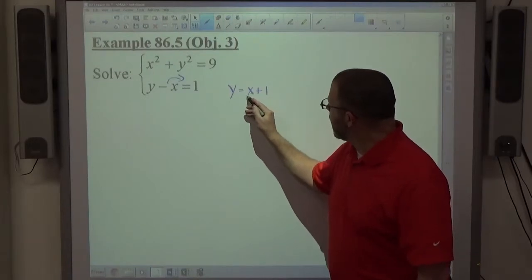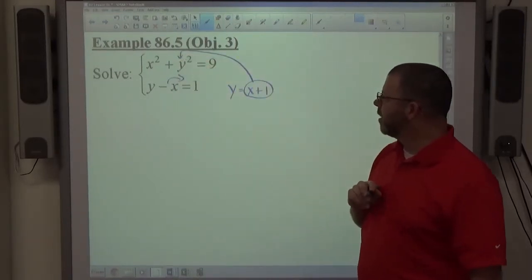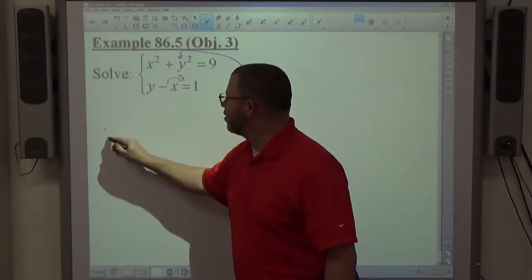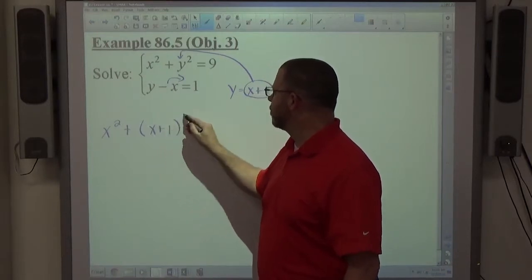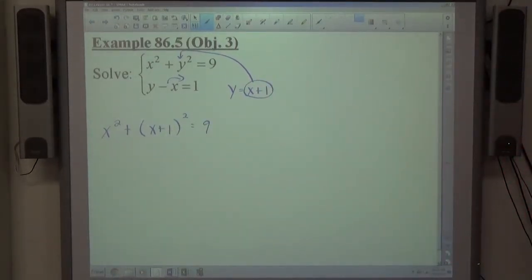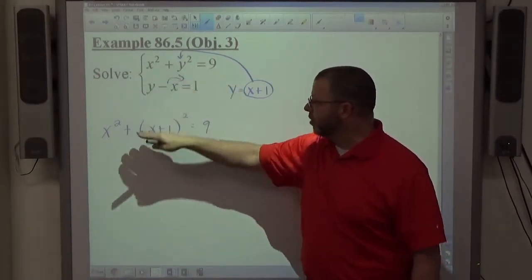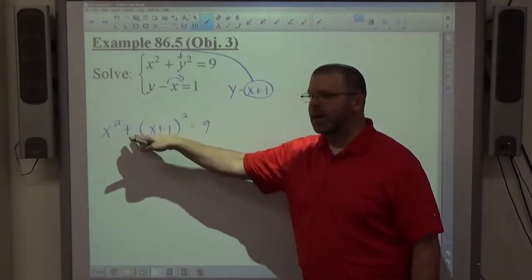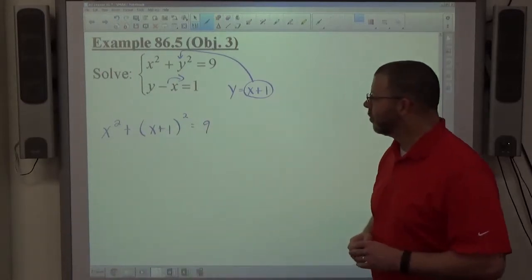And if y is equal to x plus 1, that means x plus 1 can be replaced for that y up there. So the top equation gets transformed into x squared plus (x plus 1) squared equals 9. So that's the first thing we want to do. By doing that, I've changed this equation with x squared and y squared equals 9, two variables, into x squared plus (x plus 1) squared equals 9, one variable. So that has a single variable, so it can be solved using whatever technique.